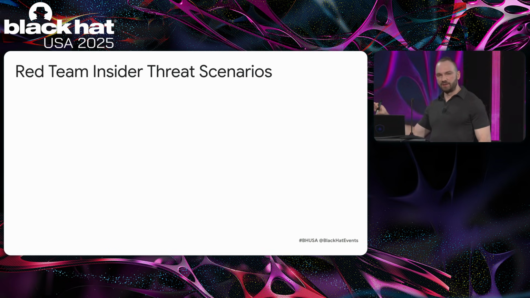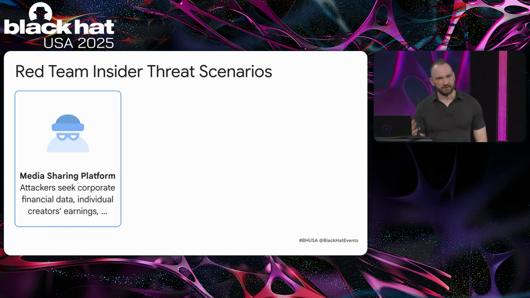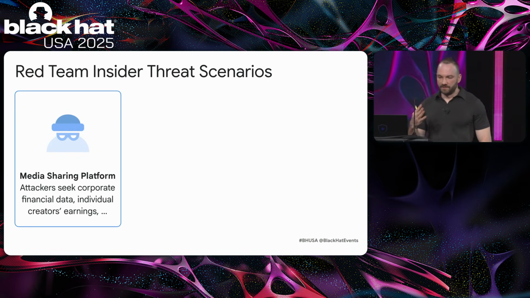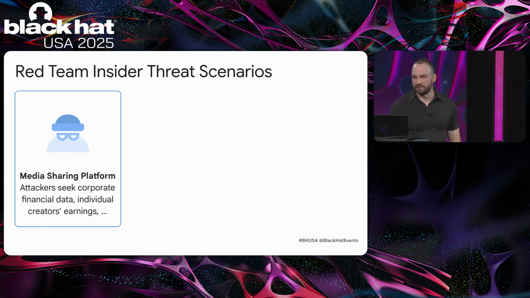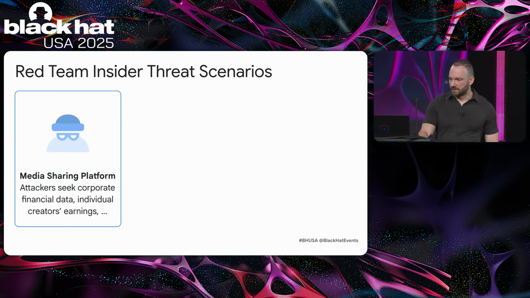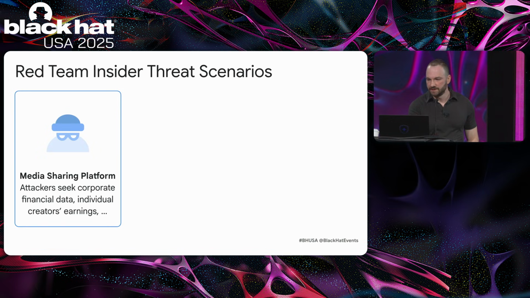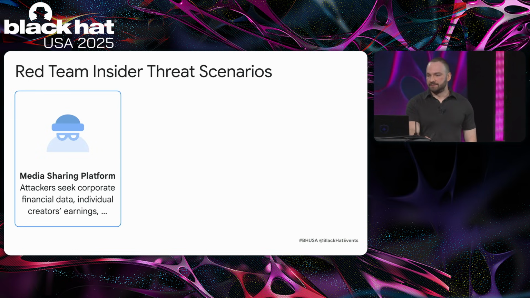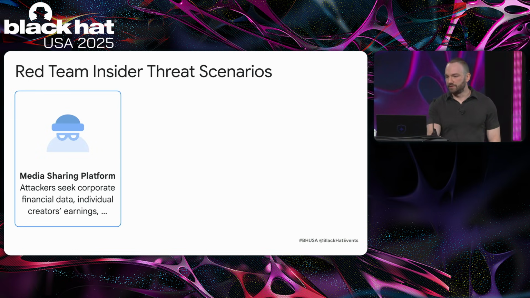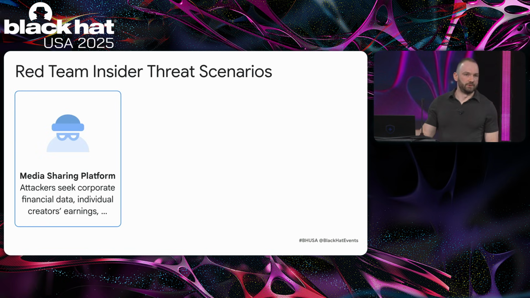So if you look at the Facade paper that's on archive, there are more details there. But I just want to give you a sense of the type of playbooks and scenarios that we've included into that evaluation. So the first scenario is we call it the media sharing platform scenario, where an attacker seeks information about the inner workings of the platform, obviously in this case YouTube. This information could include corporate financial data, the earnings about individual creators, or the ranking algorithms that are being used, for example.